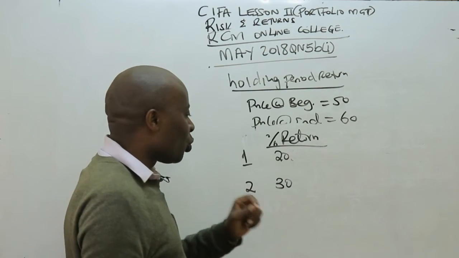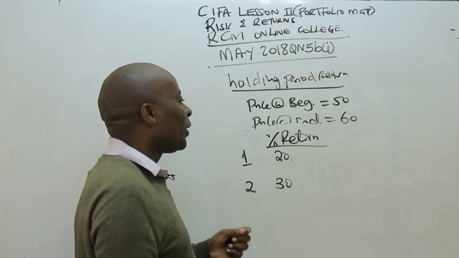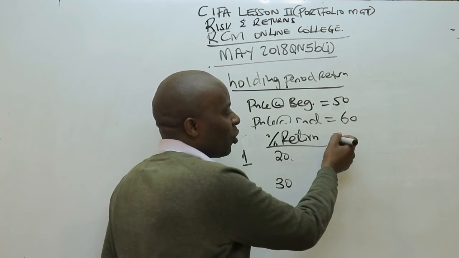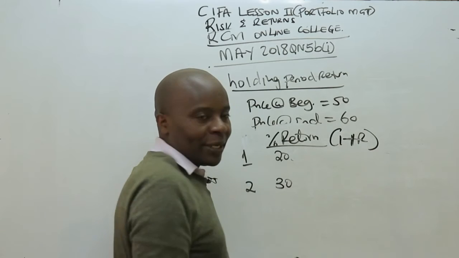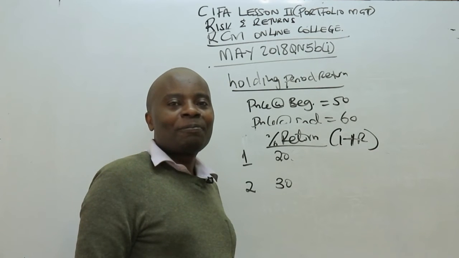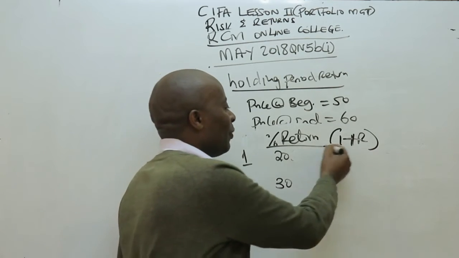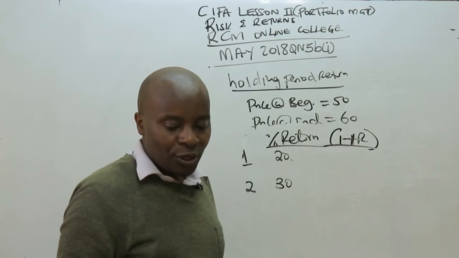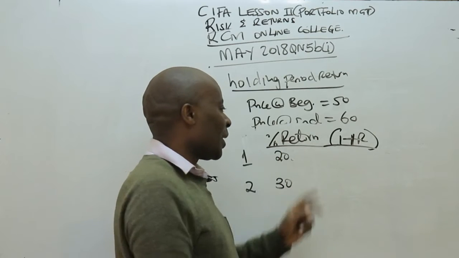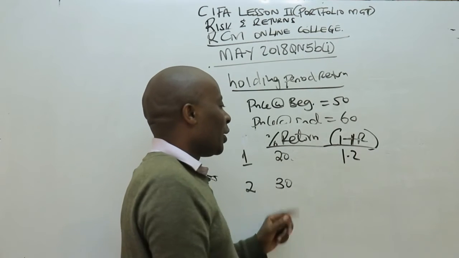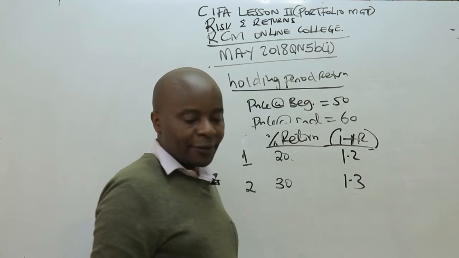So if it's a 2-year period, there is no problem. What I need to do is to create a column here of 1 plus R. So 1 plus R, what do we have? Remember, 20% is the same as 0.2. So we have here 1.2. So 1 plus 20%, that will give me 1.2. This one will give me 1.3 like that.